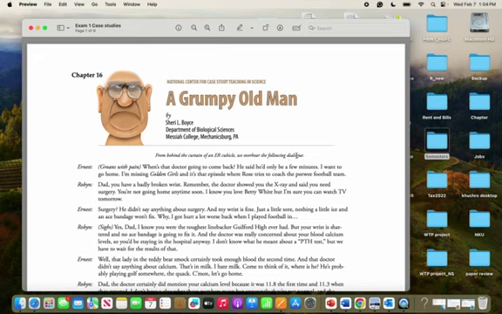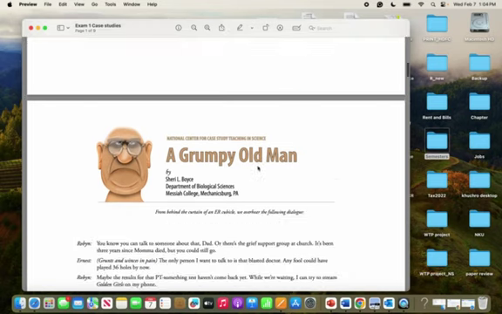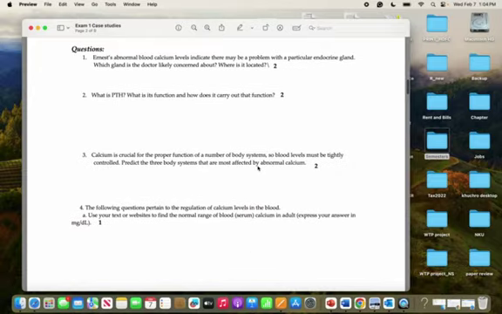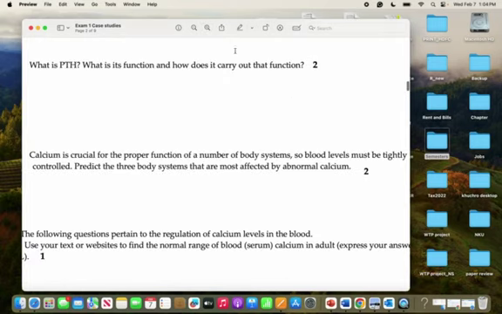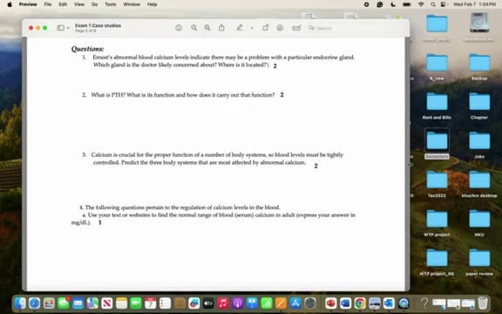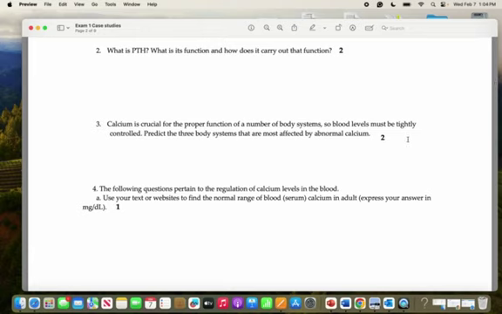Let's first begin with question number 2. What is PTH? What is its function, and how is it carried out? What's the full name of PTH? Parathyroid hormone. And the next part is, what is its function? What does it do? When your blood calcium level is low, it releases calcium or increases the calcium level. Now tell me, what are the ways that it will do it?